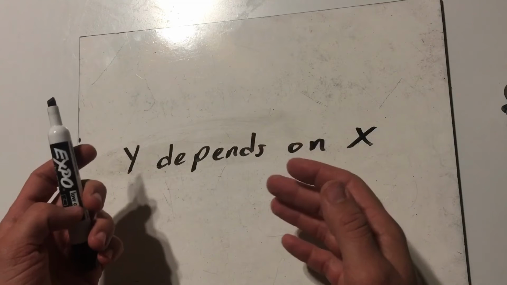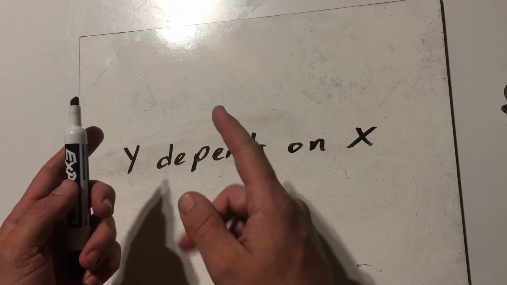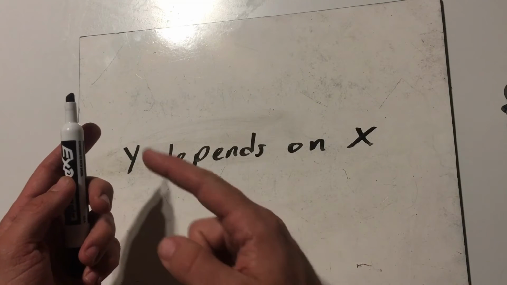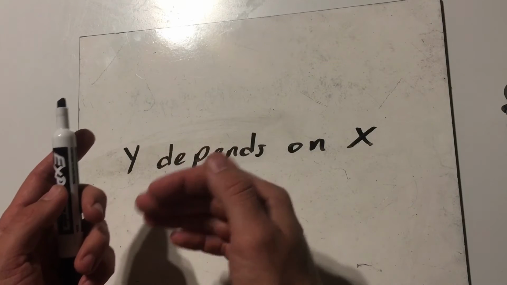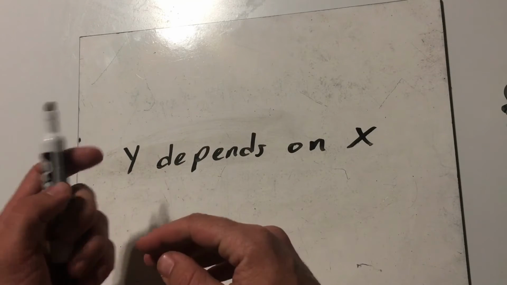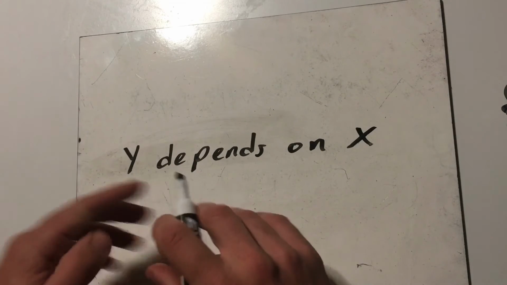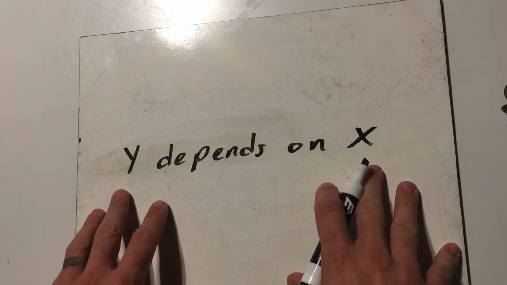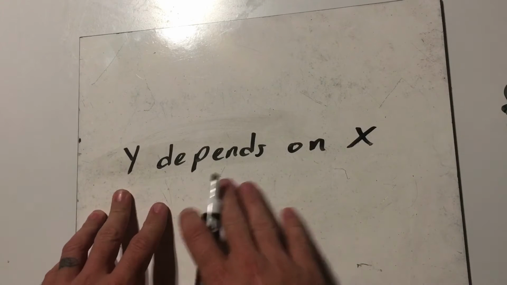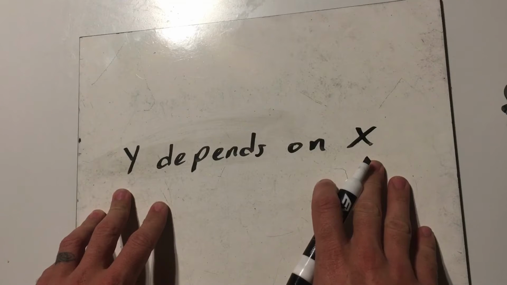So if I go up to a soda machine and I press the button and a soda comes out, I have to press the button first. The soda coming out depends on me pressing the button. So for this, we have a phrase we're going to try to remember. Y depends on X. Okay?